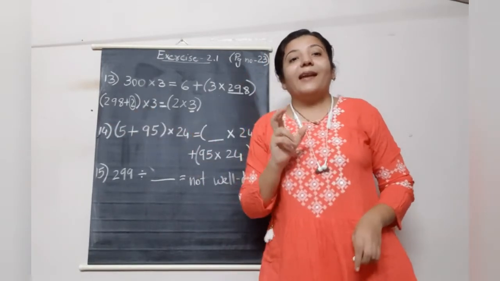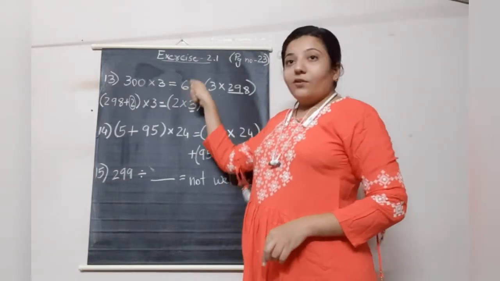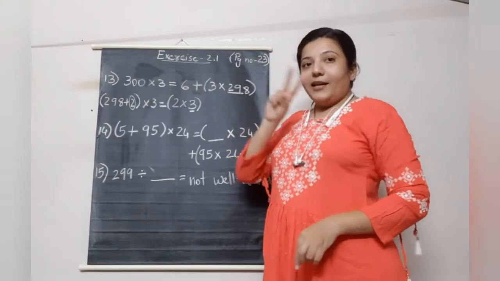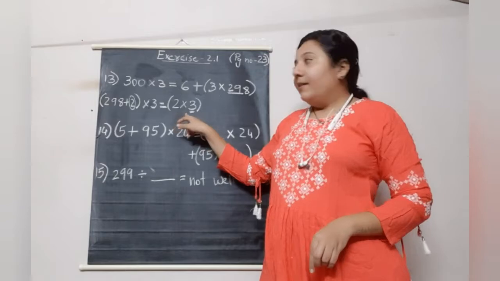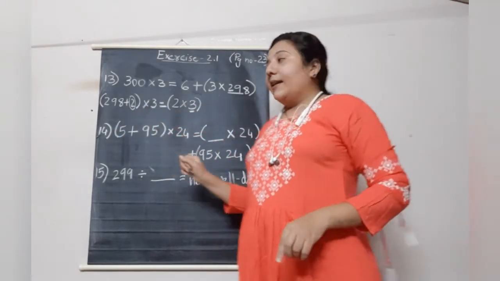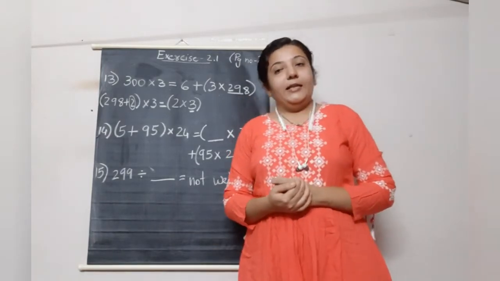Now how do we get the idea that 2 we have to take? Because here 6 was already there, and if you divide 6 by 3 you will get 2. So 2 3s are 6, they have already done. So what is remaining? Only 298 was remaining. And so here we multiplied it with 298.